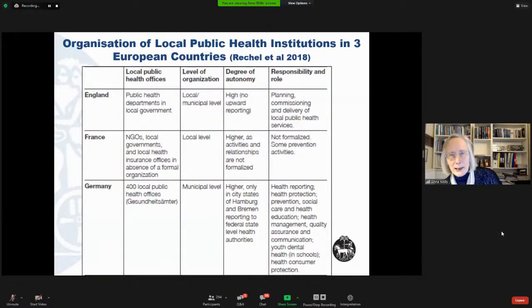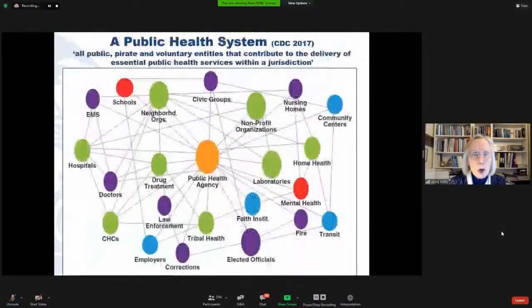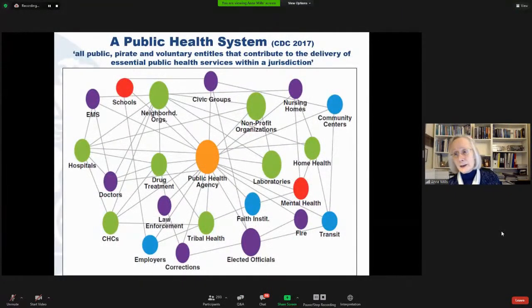But in many ways, I think public health services are even more complex than health services and personal health services. This is a US CDC diagram of all public, oh, sorry, I've got a typo, private and voluntary entities that contribute to the delivery of essential public health services within a jurisdiction. And because public health services are so broad, you can see that the number of local entities are absolutely huge. And these are so little explored in terms of the funding and the relationships between them.